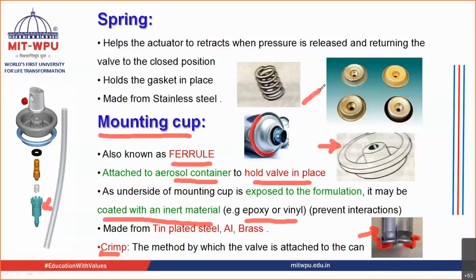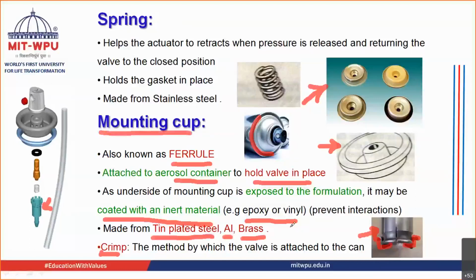This is also another picture of your housing, which is made up of metal. You can see over here, this is also made up of metal. This mounting cup is basically attached to your steel containers. Whenever you have containers made up of metals, such as aluminum or tin plated steel, these mounting cups are attached in the form of crimping, as I told you. They are made up of tin plated steel, or aluminum, or brass.